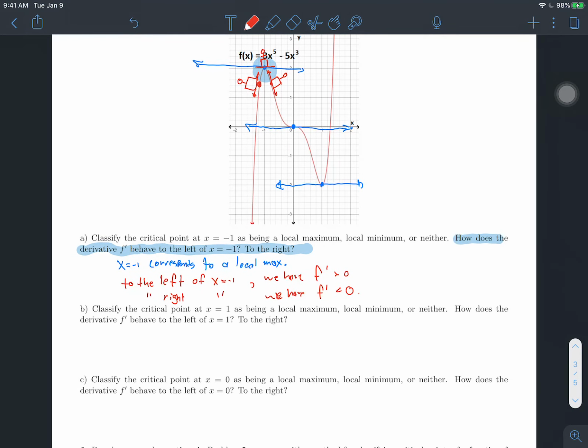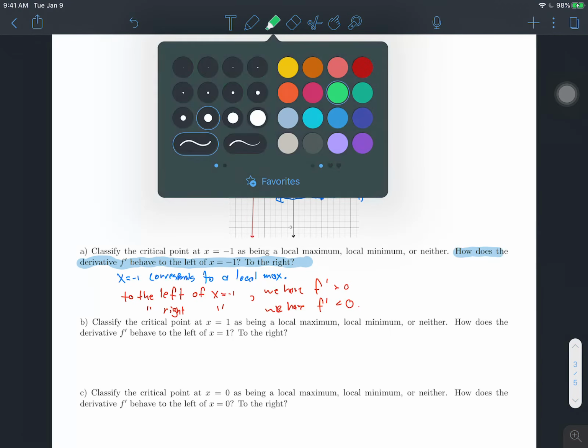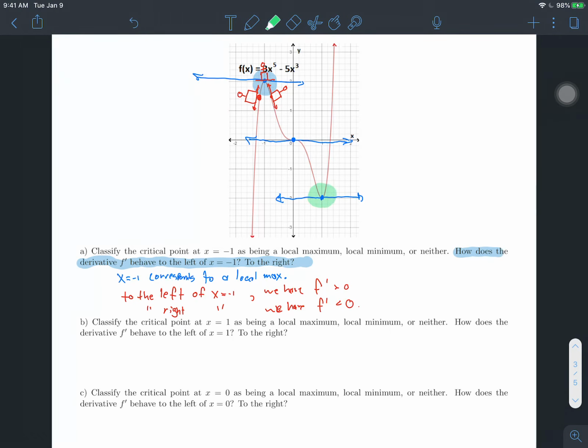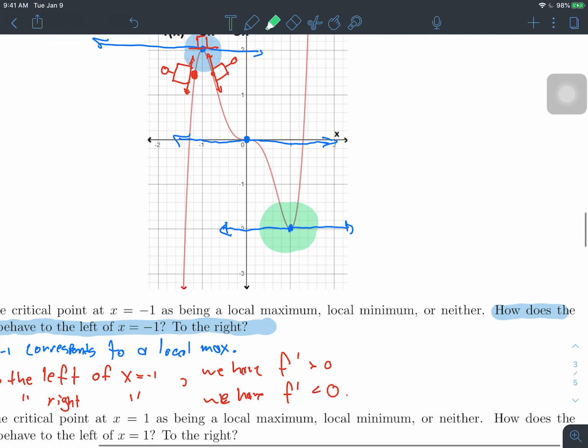Now let's talk about the critical point at x equals 1. Switching gears to talk about this critical point corresponding to the x value x equals 1. Looks like a local minimum to me, because we're going to be bottoming out. Now let's apply the same kind of logic to what's happening with the derivative of f. Before I hit the bottom, my derivative is looking quite negative. And after that, my derivative is looking quite positive.